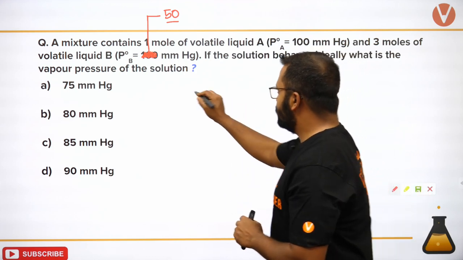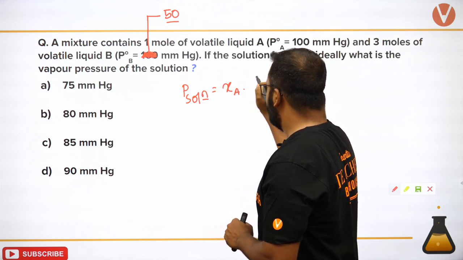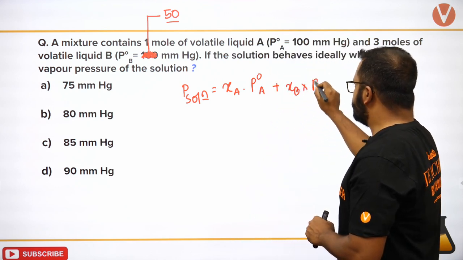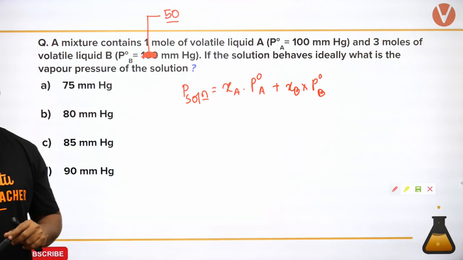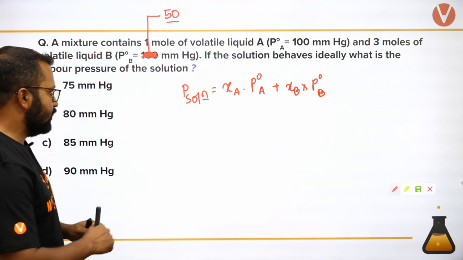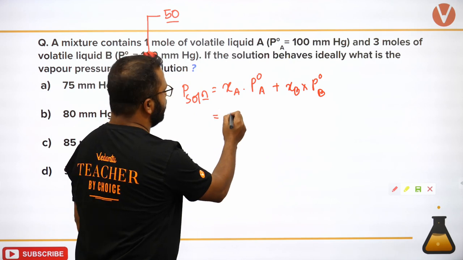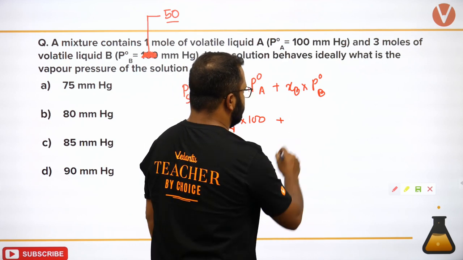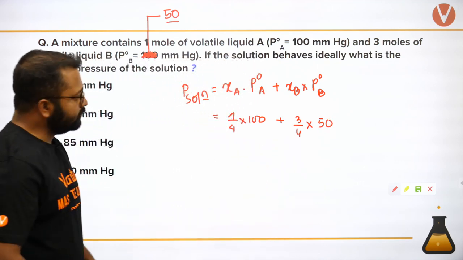Okay? So, vapor pressure of the solution will be equal to mole fraction of A times P naught of A plus mole fraction of B times P naught of B. Let's see what is the answer that we're getting. So mole fraction of A will be 1 upon 4 times 100, and this will be 3 upon 4 times 50.